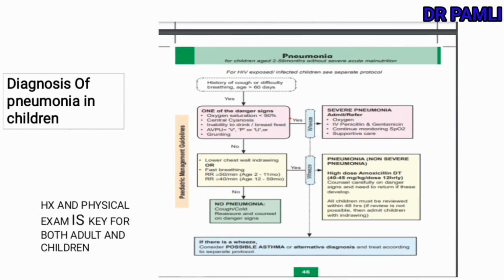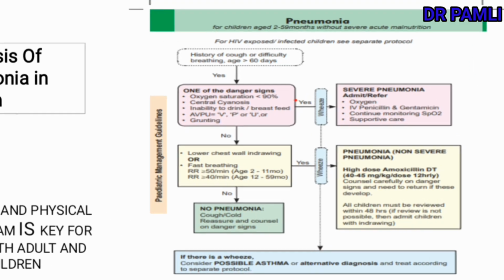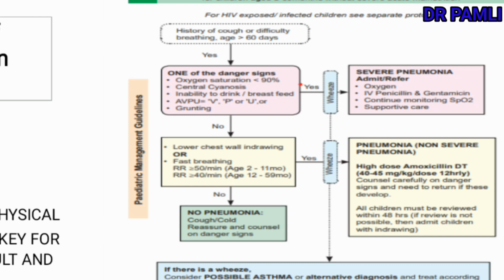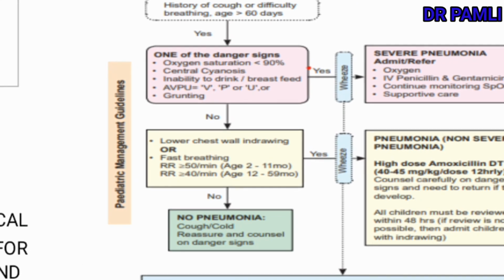Now, when we want to diagnose our children, history and physical exam is very, very key in both adults and children. And again, in children, we may consider the history of cough or difficulty in breathing when a child is aged 60 days old. So we look at the danger signs. One, pulse oximetry, that is oxygen saturation of less than 90%. When there is central cyanosis, that is bluish coloration, maybe on the lips, around the tongue. Inability to drink, if the child cannot drink or even breastfeed. Alertness to voice or pain or even unconscious. That is to voice, pain or unconscious.